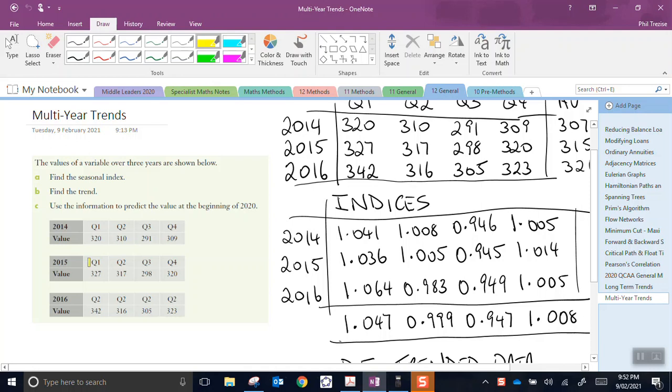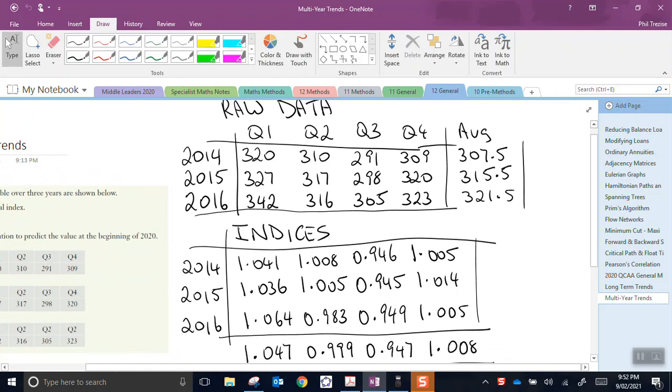We have 3 years worth of data. The data is split up into four time periods. Now, notice this one here, that's obviously a typo. It should be Q1, Q2, Q3, Q4 for 2016. So I've copied the data values into my table at the top of the page. No changes yet.